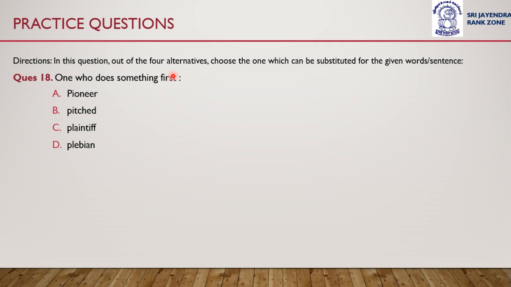One who does something first. Is he called a pioneer, priest, plaintiff, or plebeian? So the answer is option A, pioneer. Someone who does something first in any field is called a pioneer of that field. Okay? So one who does something first is called a pioneer. Option A is the correct answer.